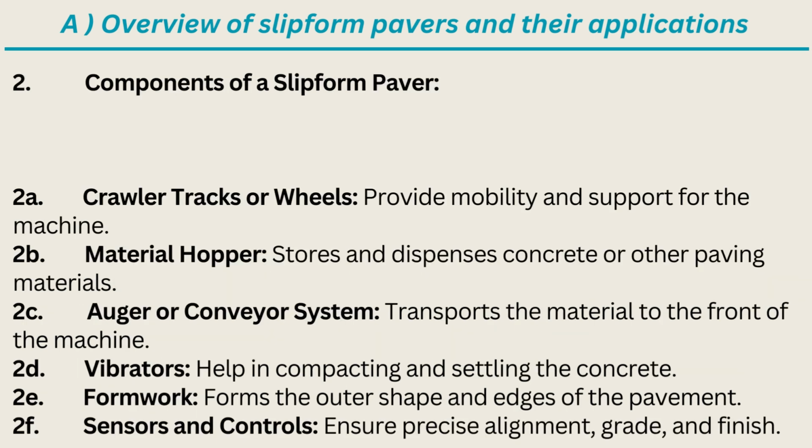2. Components of a slipform paver. 2a. Crawler tracks or wheels provide mobility and support for the machine. 2b. Material hopper stores and dispenses concrete or other paving materials. 2c. Auger or conveyor system transports the material to the front of the machine. 2d. Vibrators help in compacting and settling the concrete. 2e. Formwork forms the outer shape and edges of the pavement. 2f. Sensors and controls ensure precise alignment, grade, and finish.